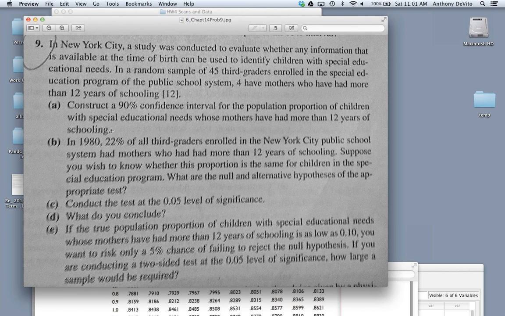Okay, now remember the formula that we used for approximating the distribution of a proportion. Okay, anybody remember what that formula was?